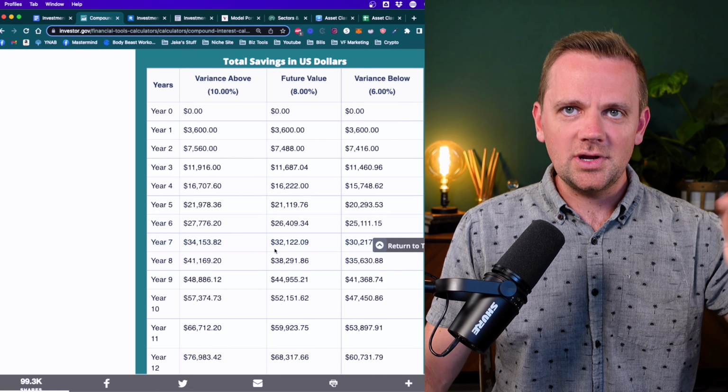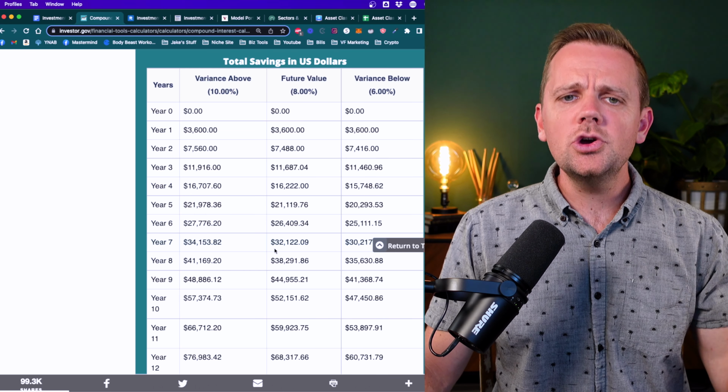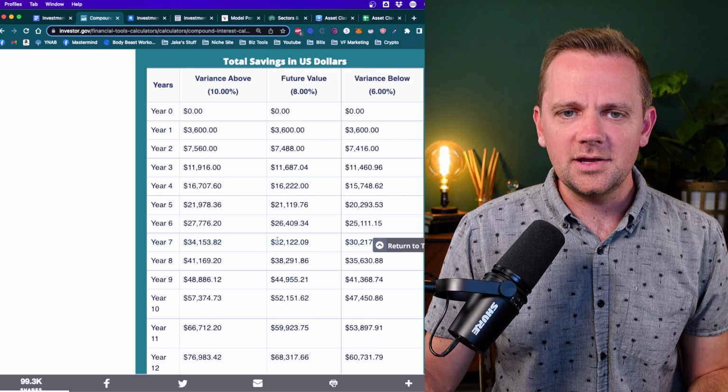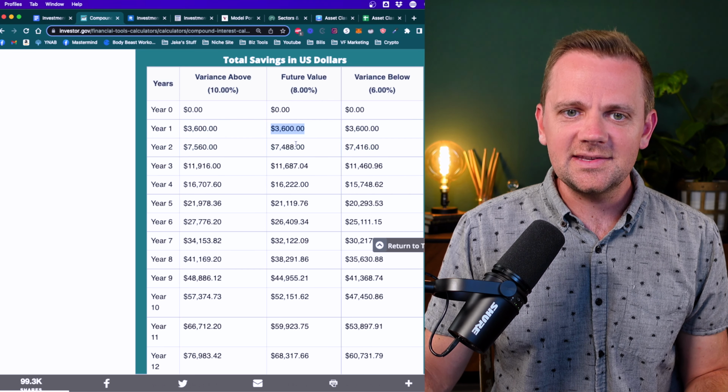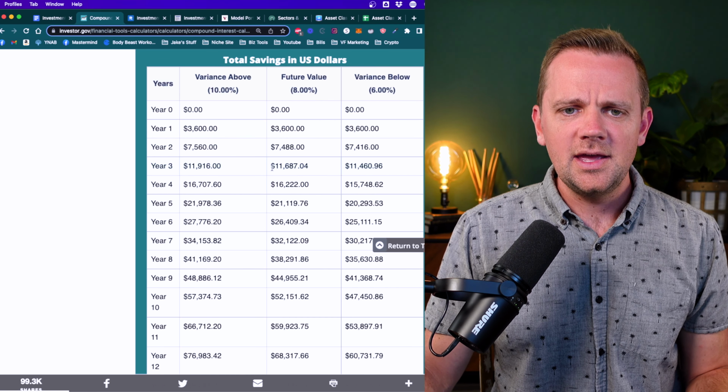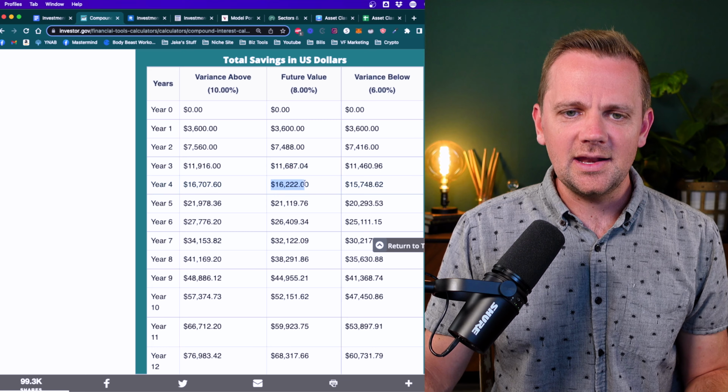Investing isn't necessarily a straight line. There's ups and downs, but this is what it could be year over year if you're getting that compounding interest return, right? So year 1, it's just that $300 a month invested, and then it grows by 8% and then grows by 8% again and again and again.